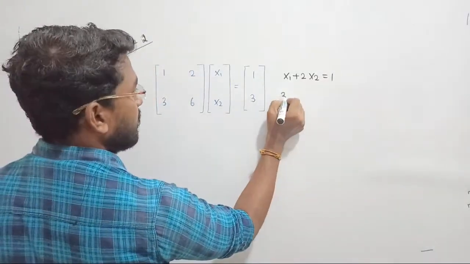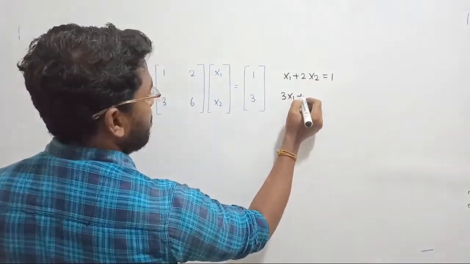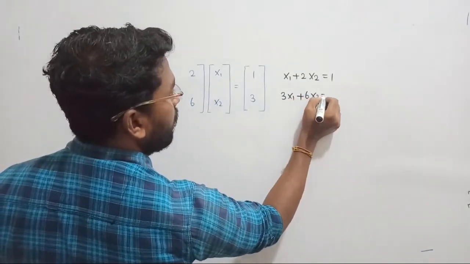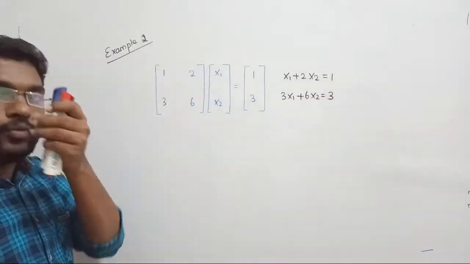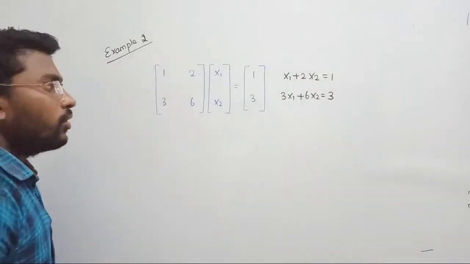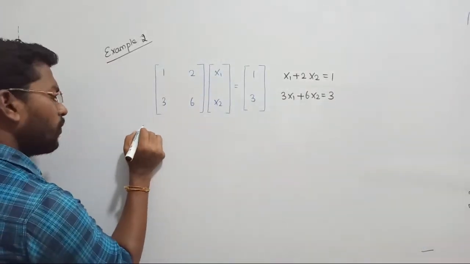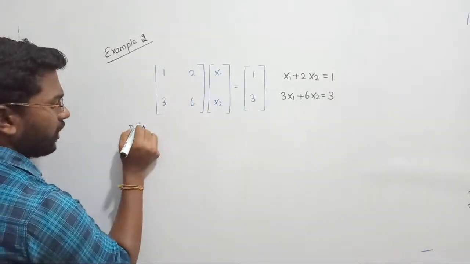Second case can be written as 3 times x1 plus 6 times x2 will be equal to 3. Clear? I hope things are very clear to you all. Now, shall we proceed? Please do it by yourself. Don't wait for me. Find out the rank of A.